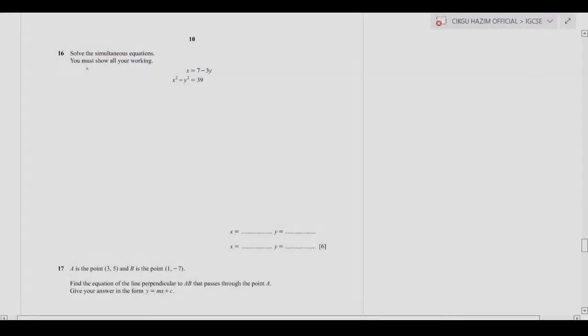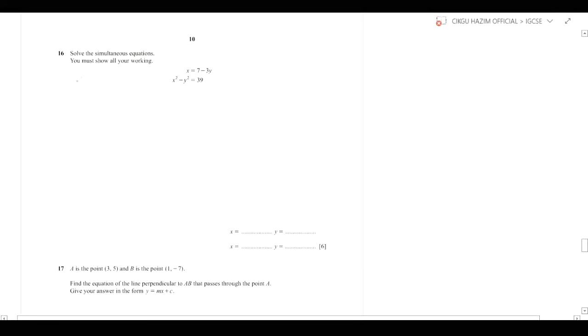For question number 16, solve the simultaneous equation. You must show all your working here. So what we have here is a non-linear simultaneous equation. Why is it non-linear? Because as you can see, x equals 7 minus 3y. This is a linear equation.